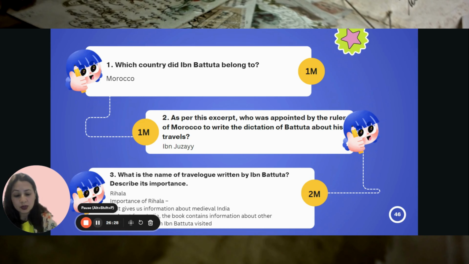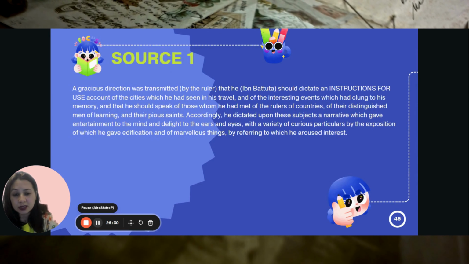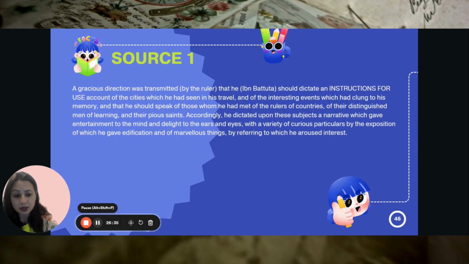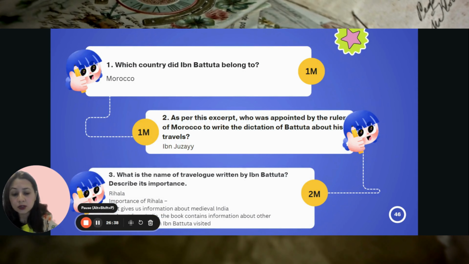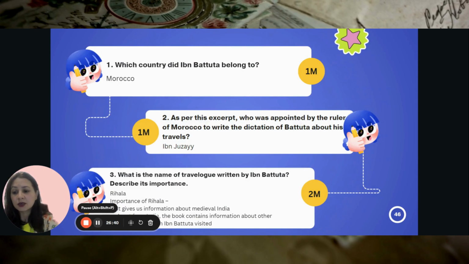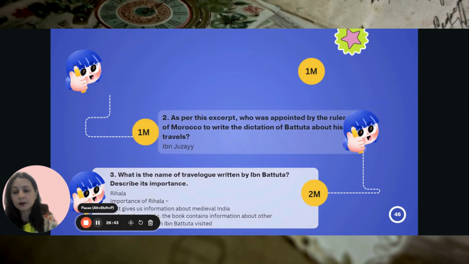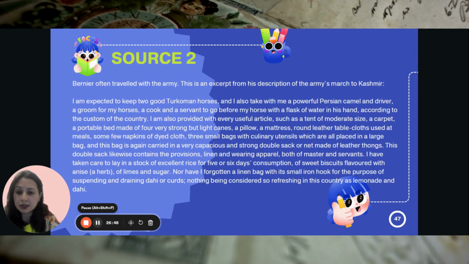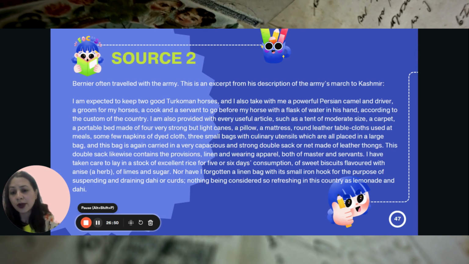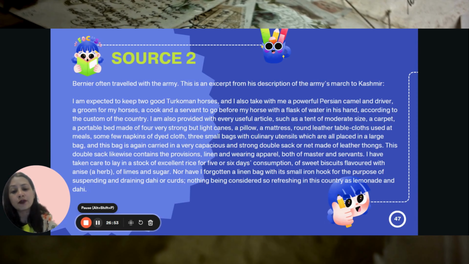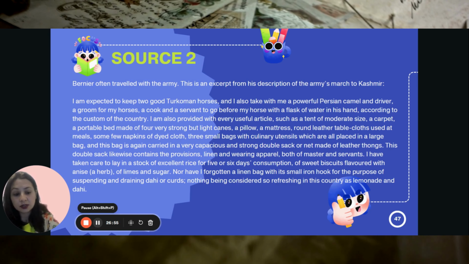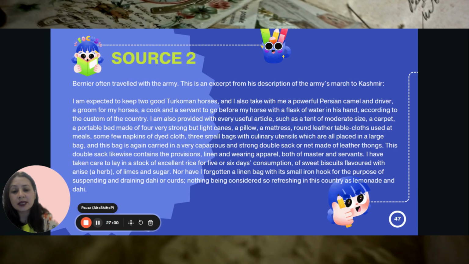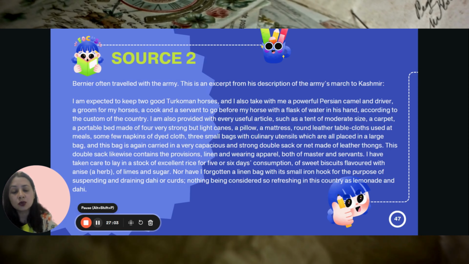Rihla. You'll find that these questions are indirect. You'll not find anything directly from this passage. So dear students, you need to be ready for such tough questions as well, which are not directly given in the source. Source number 2 is from the next traveler, Francois Bernier, who came to India all the way from France to study about the Indian economy, political system, and all. This is an excerpt from his description of the army's march to Kashmir.